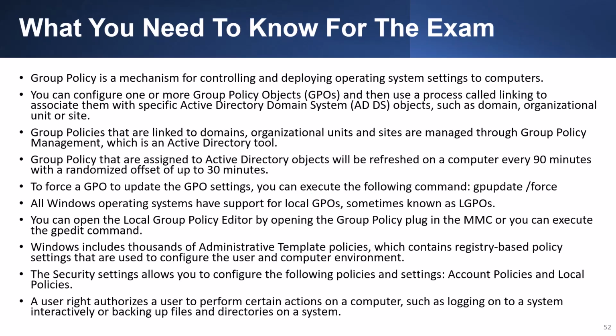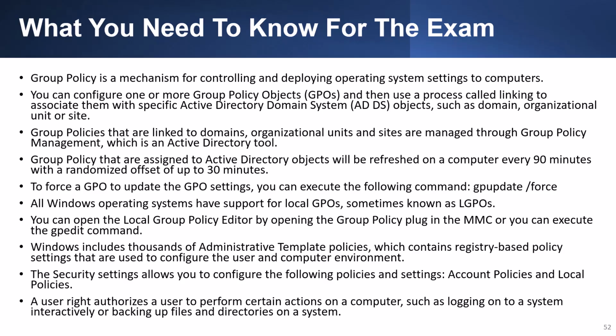In summary, group policy is a mechanism for controlling and deploying operating system settings to computers and users. You can configure one or more group policy objects, or GPOs, and then use the process called linking to associate them with specific Active Directory system objects such as domain, organization unit, or site. Group policies that are linked to domains, organization units, and sites are managed through Group Policy Management, which is an Active Directory tool. Group policies that are assigned to Active Directory objects will be refreshed on a computer every 90 minutes with a randomized offset of up to 30 minutes.